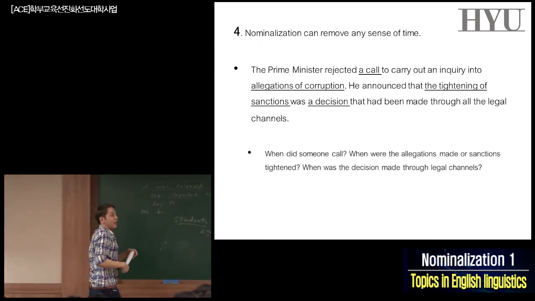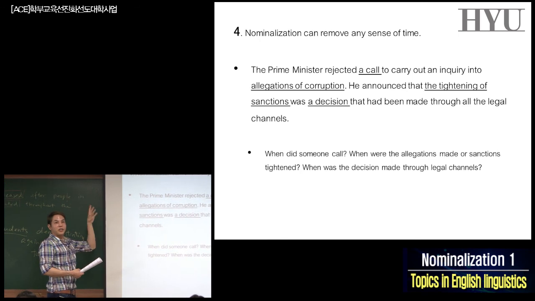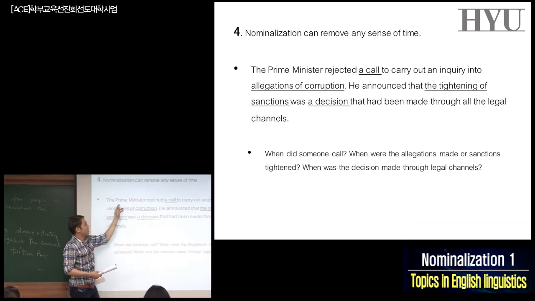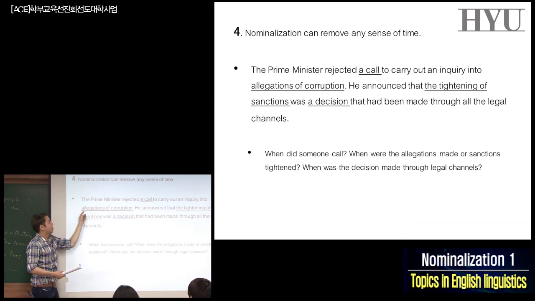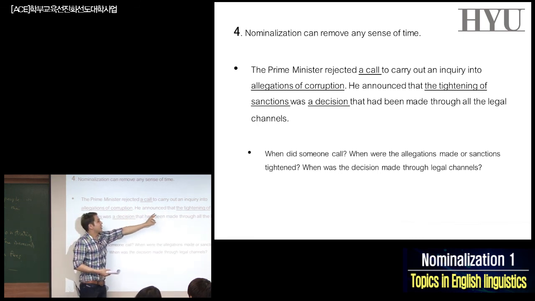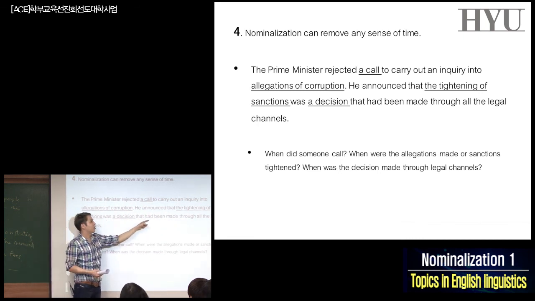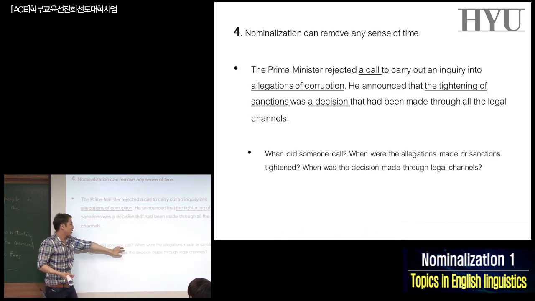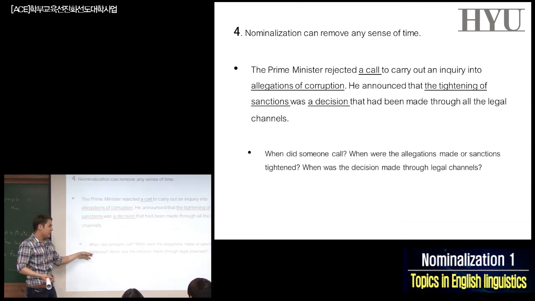And nominalization can remove any sense of time, because when you make a verb into a noun, the tense is gone, right? So you don't know when the event happened. Like in this case, the Prime Minister rejected a call to carry out an inquiry into allegations of corruption. So what I underlined here are all nominalized phrases. He announced that the tightening of sanctions was a decision that has been made through all the legal channels. So you have to ask the question, when did someone call? Or was the call even real? When were allegations made or sanctions tightened? When was the decision made through legal channels? Because when you have nominalized phrases, you don't know the time, right? Because they are no longer verbs. Okay? You have no tense.